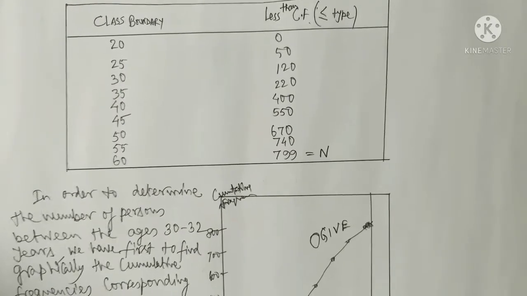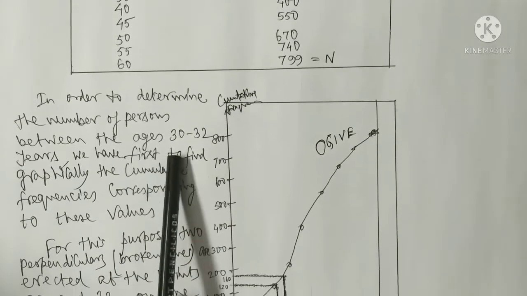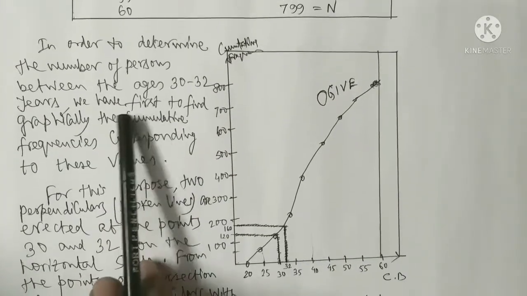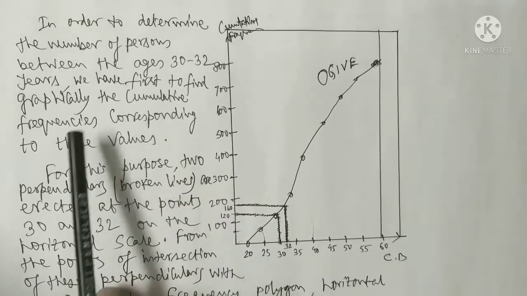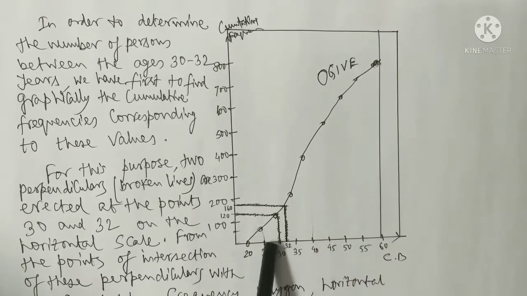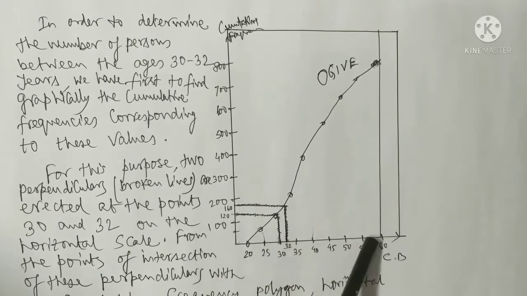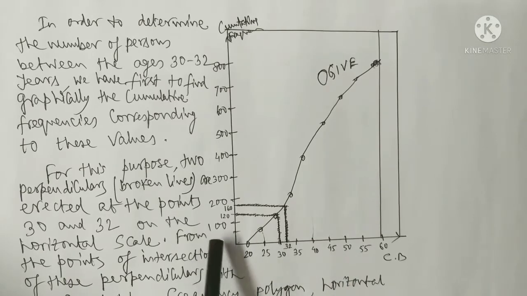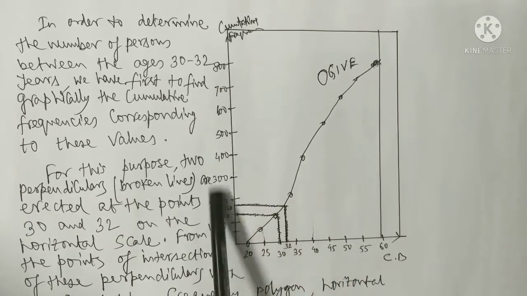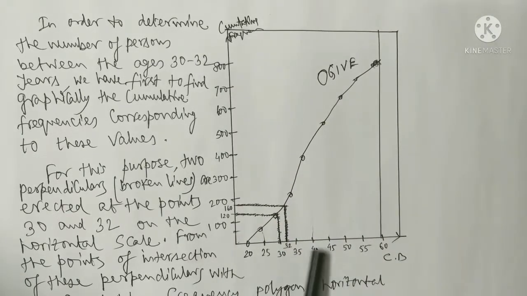In order to determine the number of persons between the ages 30 and 32 years, we first have to find out graphically the cumulative frequencies corresponding to these values. Here we place the cumulative frequencies and here we place the class boundaries. This is just like the x axis and y axis, horizontal axis and vertical axis. We plot 20, 25, 30, 32 and so on, and 100, 200, 300. All the frequency values are here and all the class boundaries are here.